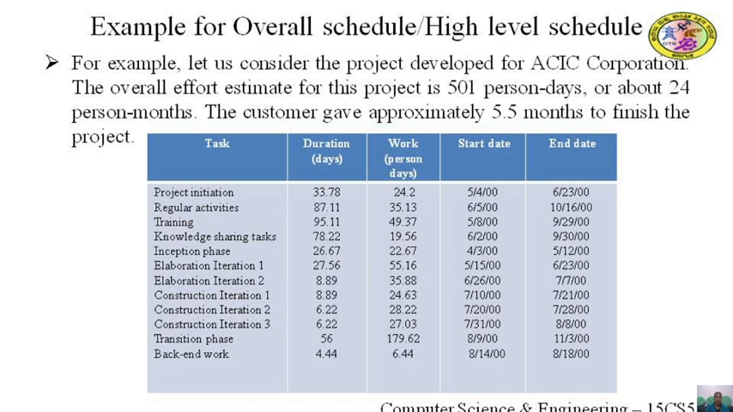As you can see here in the table, the first activity is project initiation, which requires 33.78 days, and effort required for this task is 24.2 days, and the start date is 4th May 2000 and the end date is 23rd June 2000. Similarly, for all the other tasks, time required, effort required, start and finish dates are specified in the table.